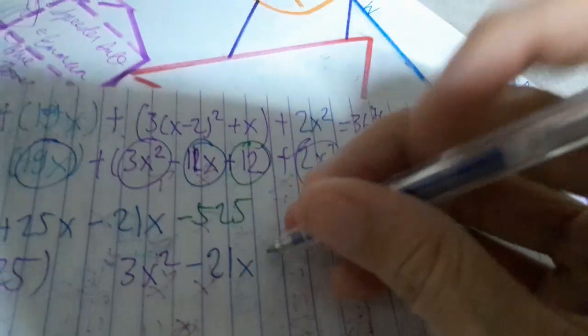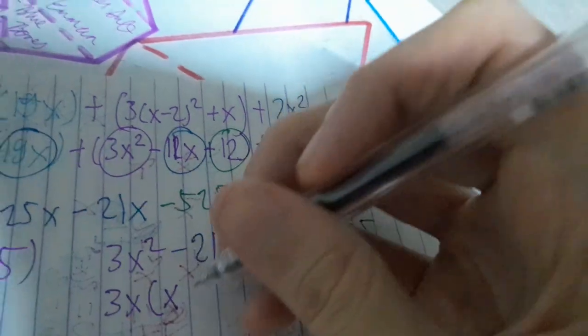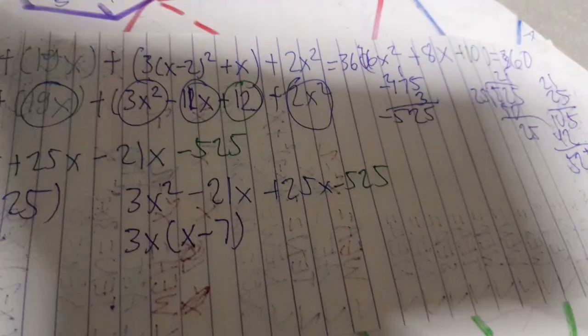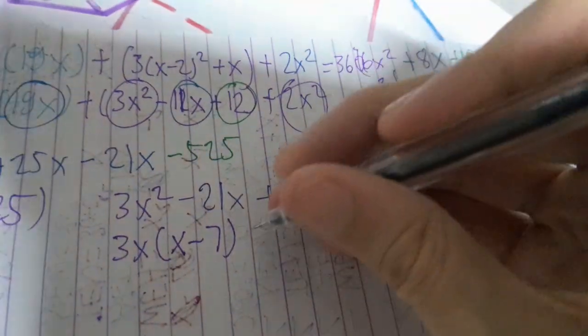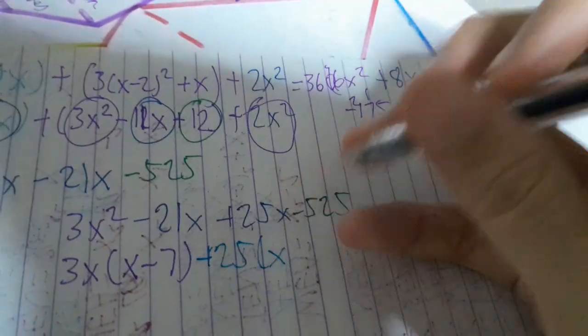Wait a moment. Because remember, this is 3x. Or maybe I got it reversed. So therefore, that has to be minus 21x plus 25x minus 525. Right? Then, here we factor out a 3x. So therefore, here with the 3x, we factor the 3x, this becomes x minus 7. So 3x times x equals 3x squared. 3x times negative 7 is negative 21x. Then on the right side, we factor out the 25. So therefore, we have 25, and then this becomes x. 25 times what gives you 525, and that's x minus 7.